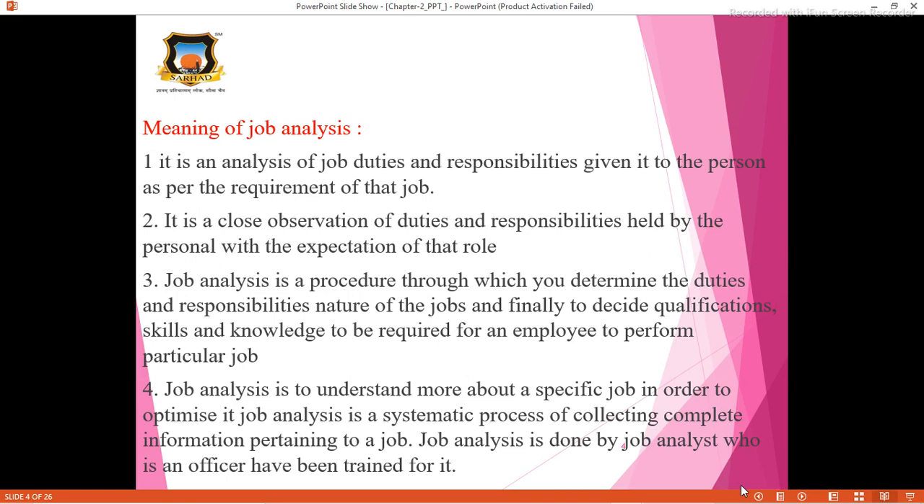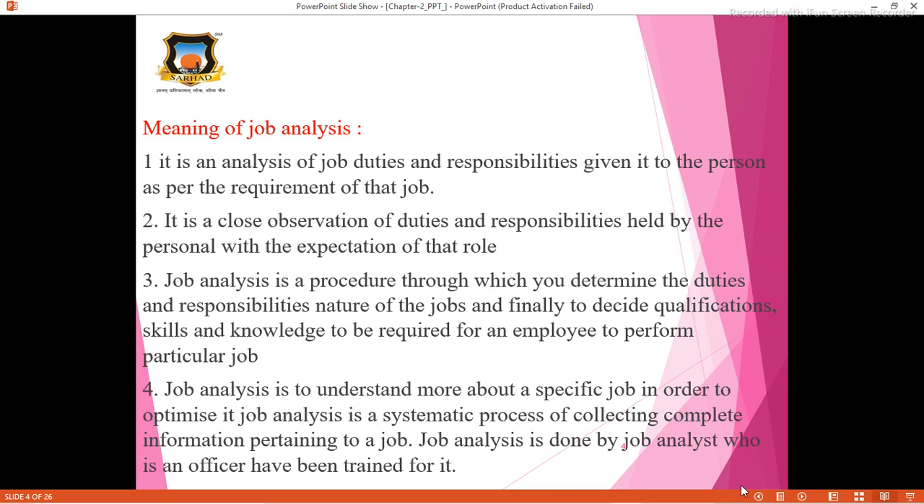The next is, a job analysis is a procedure through which you determine the duties and responsibilities, nature of the jobs and finally decide the qualifications, skills and knowledge required for an employee to perform a particular job. The job analysis is to understand more about a specific job in order to optimize it.